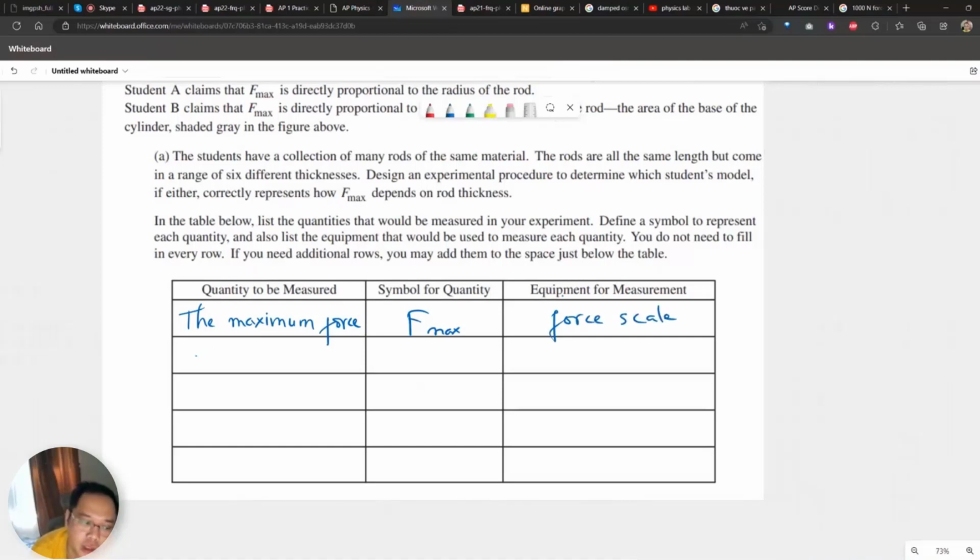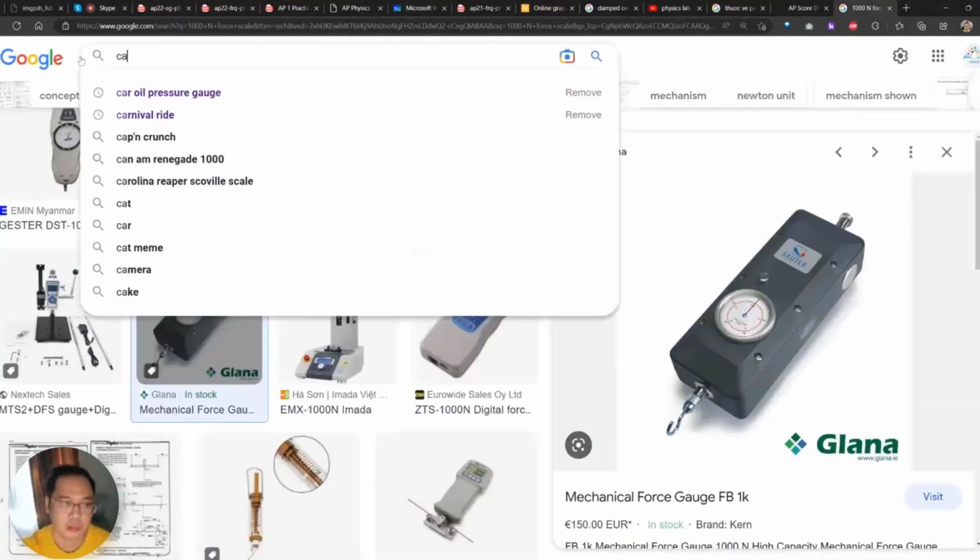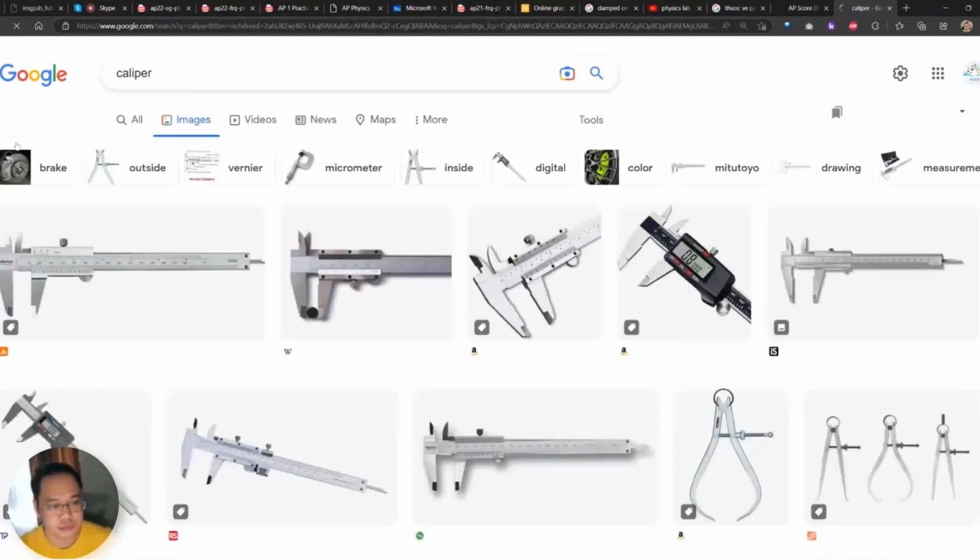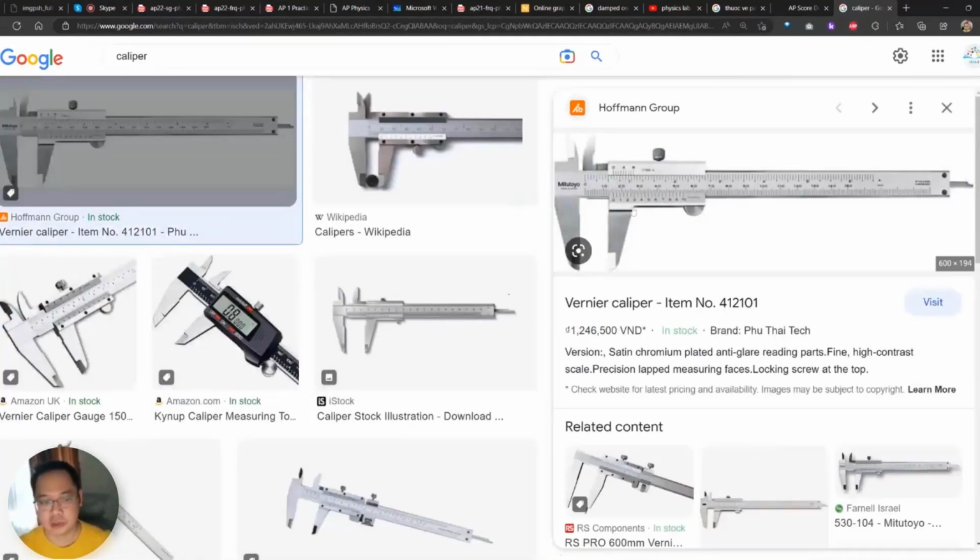The second thing we need to measure is the radius, or we can measure the diameter, because it's difficult to measure the radius directly. The diameter of the rod, and the letter is D. We can measure that with, what's the name of the thing? I forgot the name. A ruler. A caliper. It is different from a ruler because a ruler is not accurate enough. A caliper. Yes, it's called a sliding caliper.